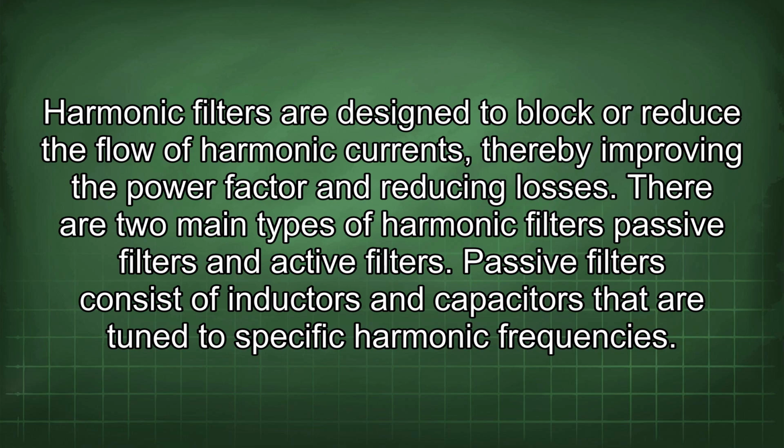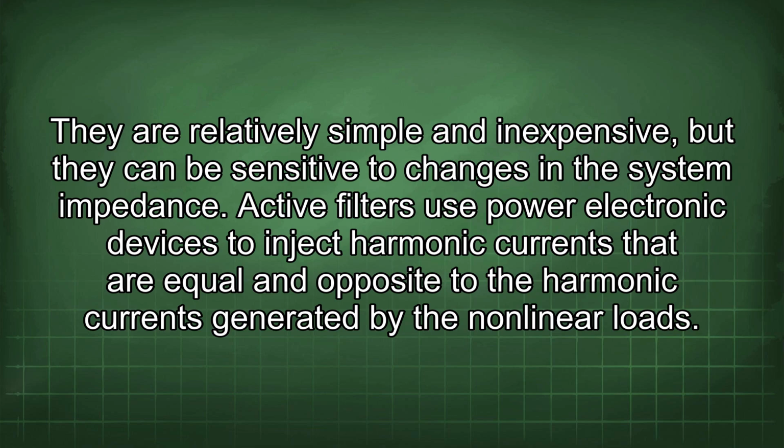There are two main types of harmonic filters: passive filters and active filters. Passive filters consist of inductors and capacitors that are tuned to specific harmonic frequencies. They are relatively simple and inexpensive, but they can be sensitive to changes in the system impedance.